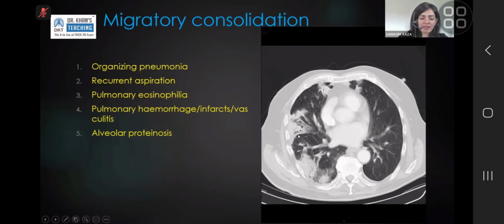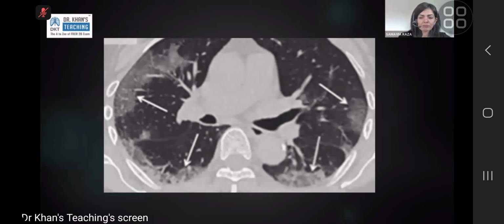Pulmonary hemorrhage, infarcts, vasculitis, they tend to cavitate, or they tend to present very acutely, in the sense that if the patient presented with vasculitis and the lungs look like that, there is no way the patient would not be coughing up blood. And very rare, alveolar proteinosis.